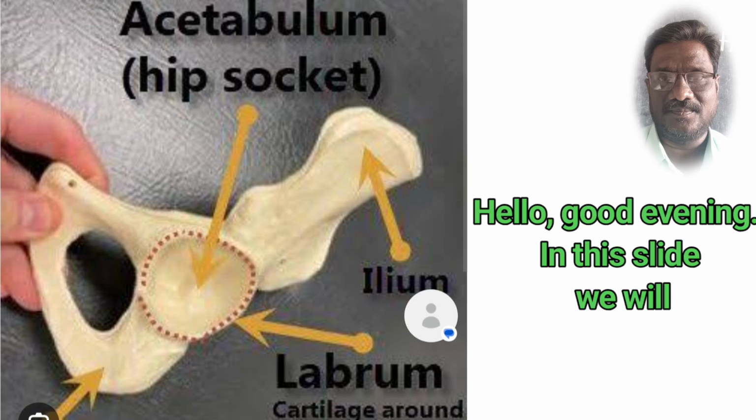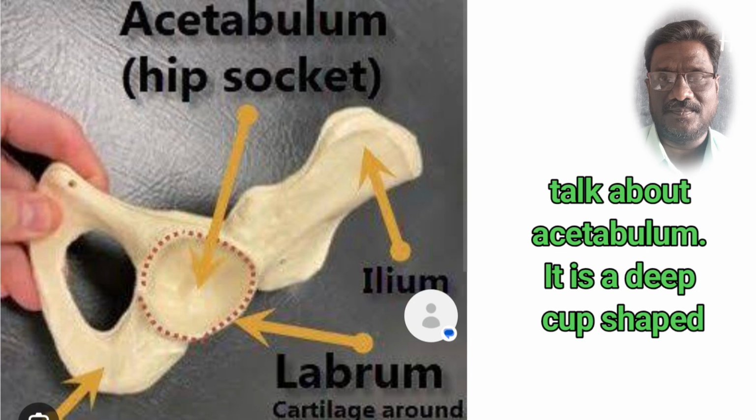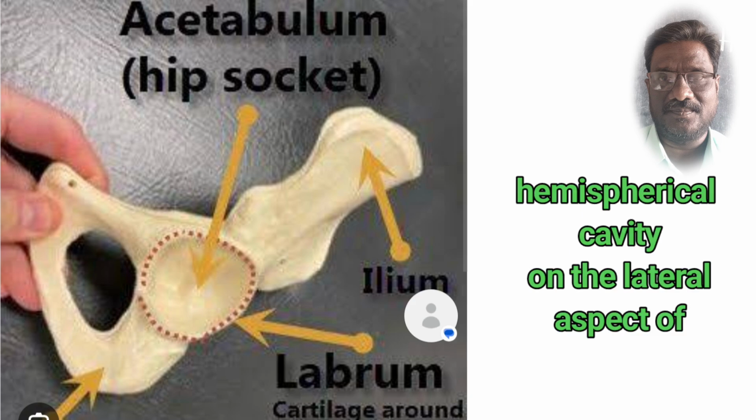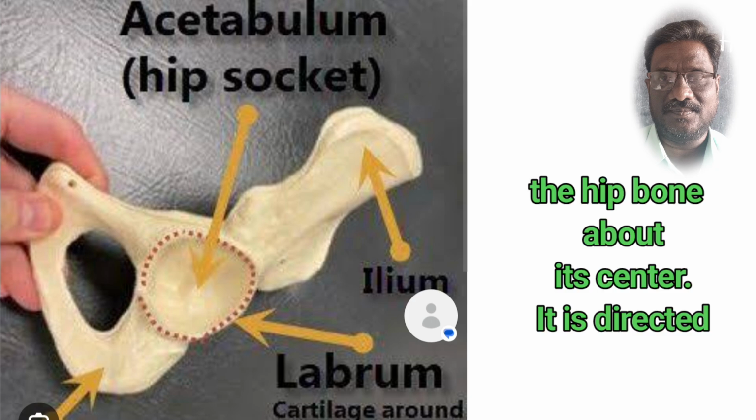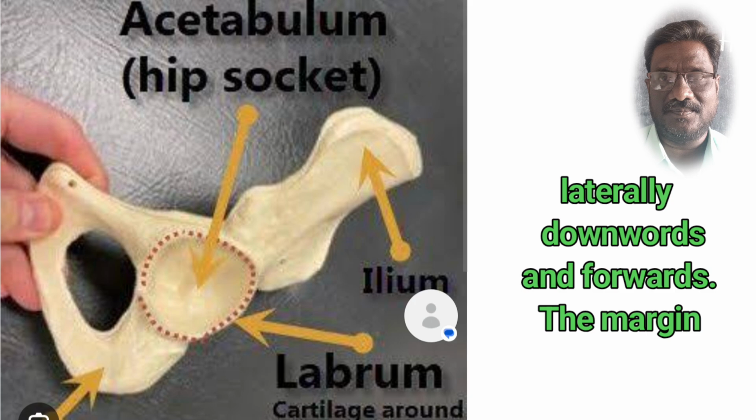Hello, good evening. In this slide, we will talk about the acetabulum. It is a deep cup-shaped hemispherical cavity on the lateral aspect of the hip bone about its center. It is directed laterally, downwards and forwards.